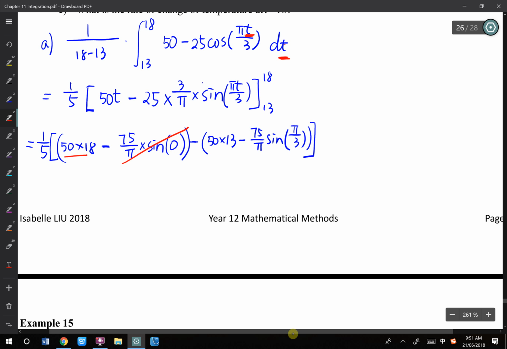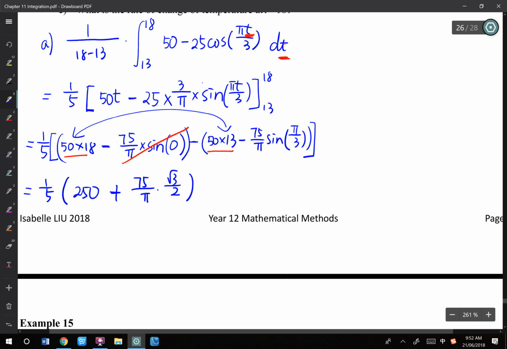15 times 18, 15 times 13, we subtract, we can take 15 as common factor. It's 15 times 5. Okay, so it's 1 over 5 times 15 times 5. We combine those two, it's 15. Minus, no, it's a plus 75 over pi times root 3 over 2. Sine pi over 3, that's root 3 over 2.